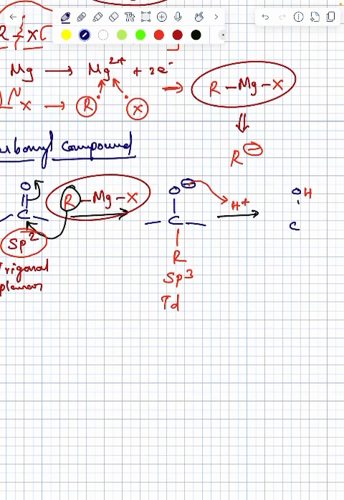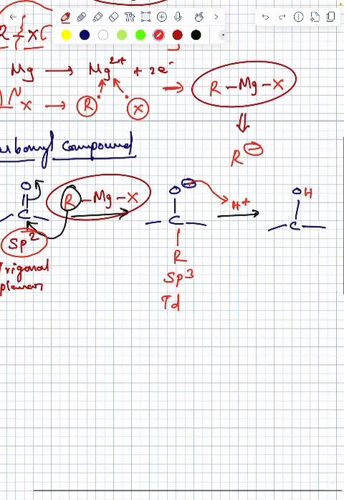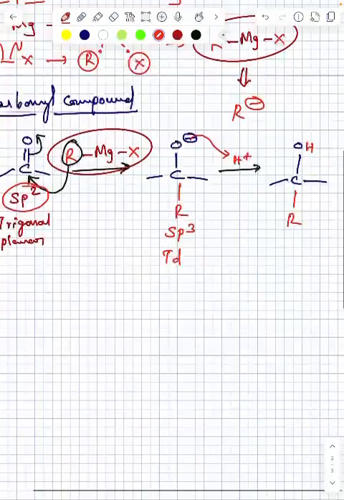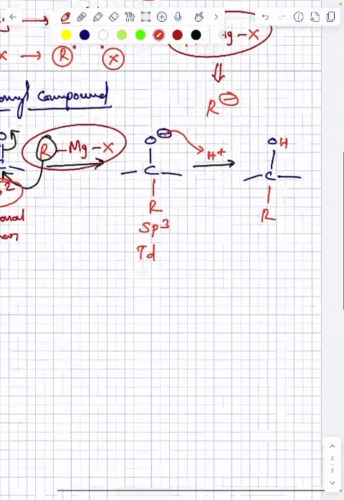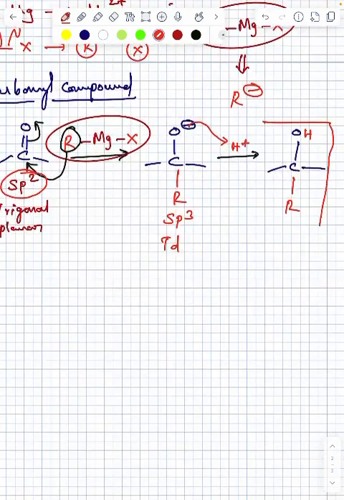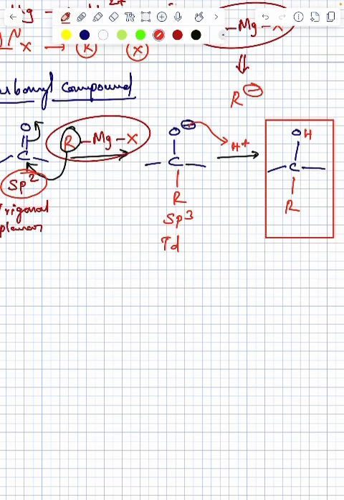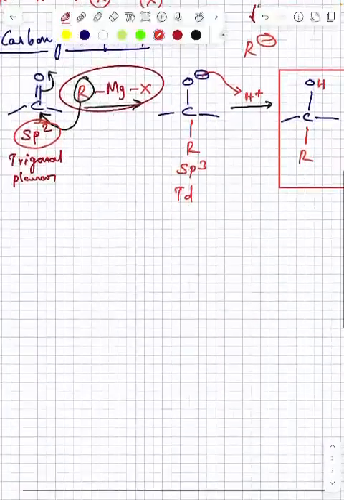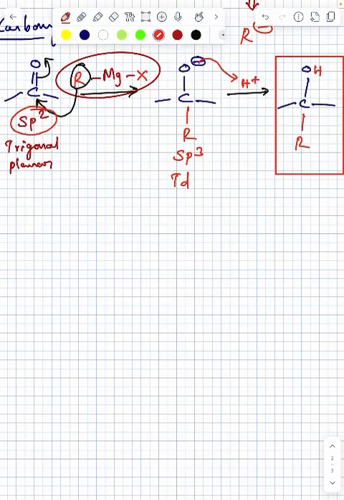So now I got the corresponding R group. Okay, now what will happen? The carbonyl functional group sp2 of the reactant is converted into the corresponding alcohol. So whether it is the carbonyl group of an aldehyde or ketone or carboxylic acid, whatever it may be, I can get the corresponding alcohol. So let us do an example.